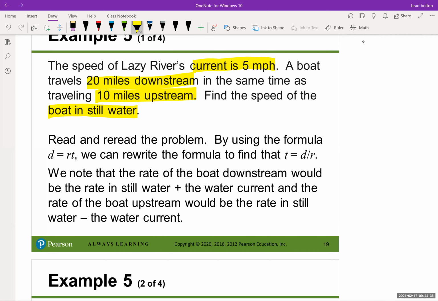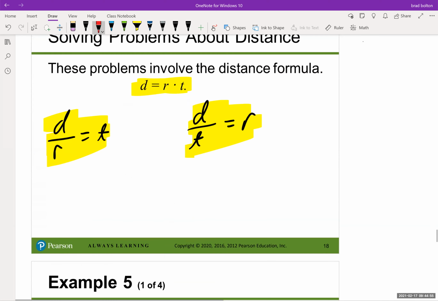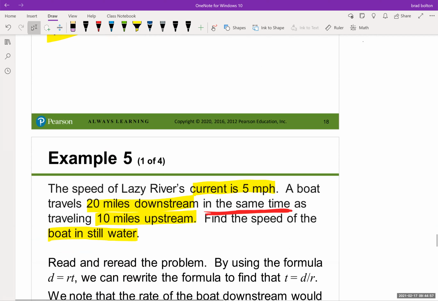But then here's the big one. This is the one that people read right past. Same time, in the same amount of time. That means they're both traveling for the same number of hours. So whether you're going upstream or downstream, you're traveling the same amount of time. That'll come back into play with these problems. Okay. So real quick.